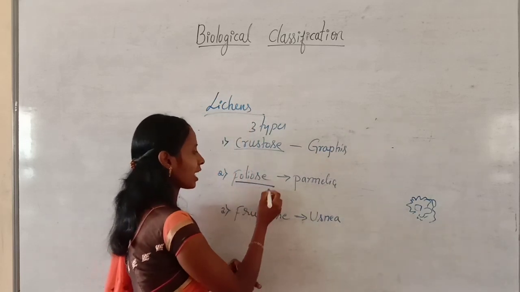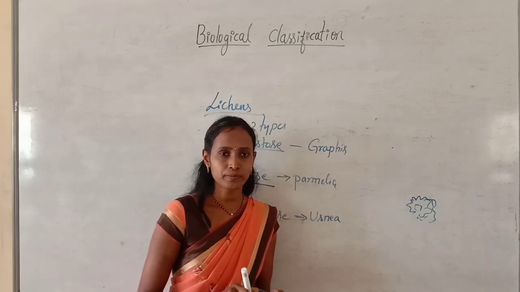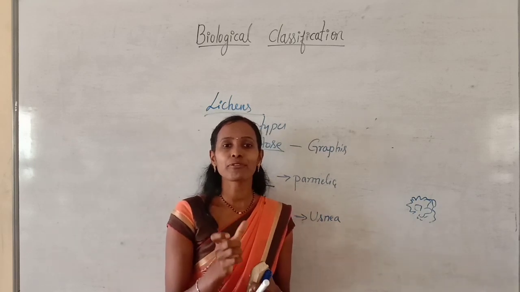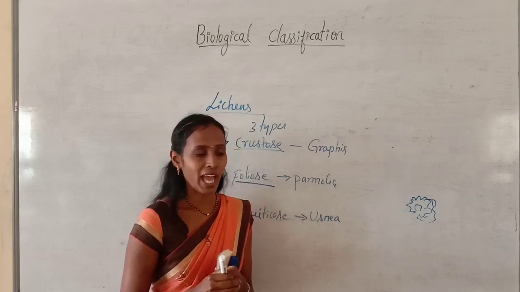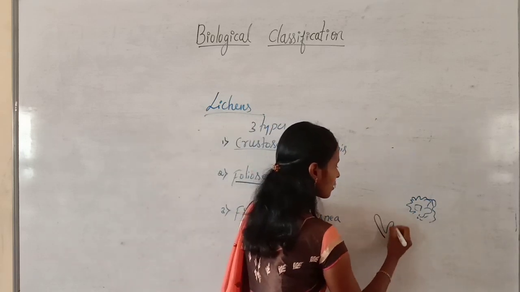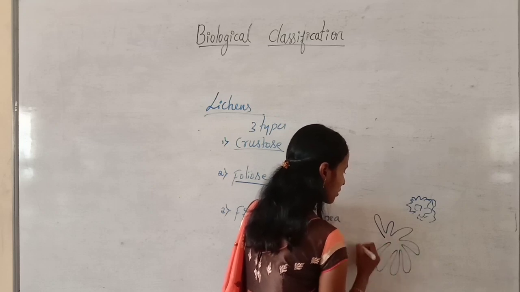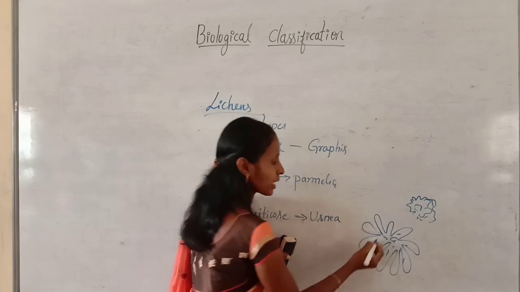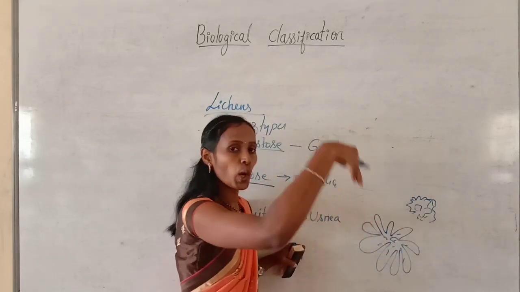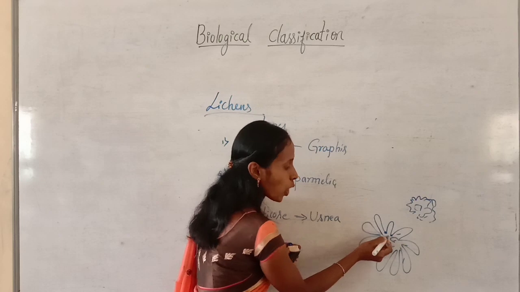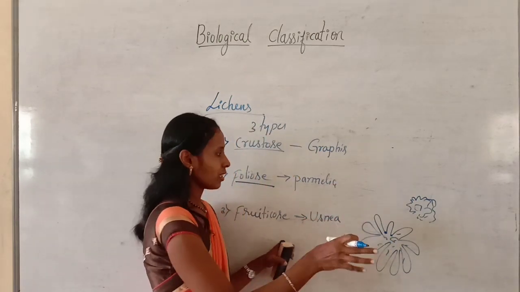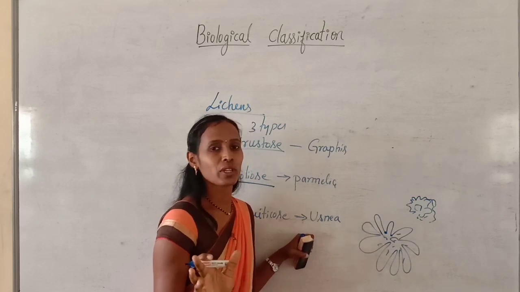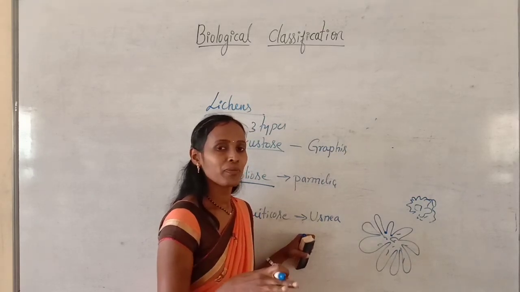Then the second type is the foliose lichen. Foliose lichens have a leaf-like lobe structure, like this. Here the lobes are very deep. So these are the lobes. The lobes are very deep and they are usually attached to the substrate. These foliose lichens sometimes may be growing on rock, but usually they are growing on tree trunks and branches.